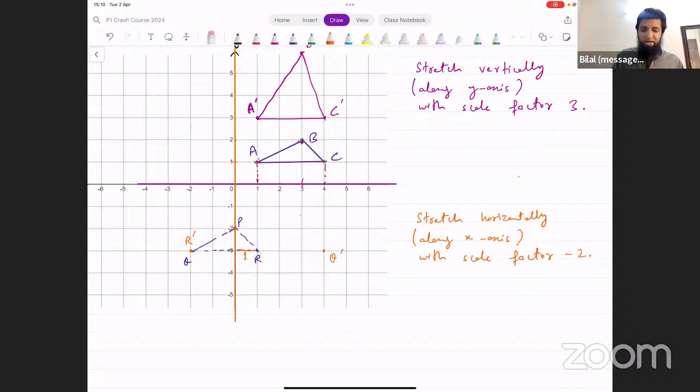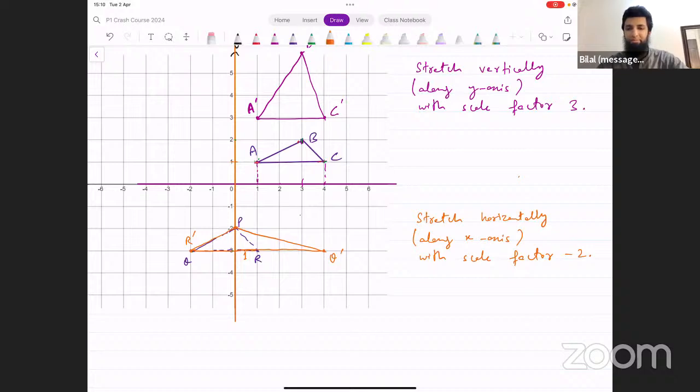And what does your stretched triangle look like now? It's going to look something like this. This is going to be the stretched triangle with a scale factor of -2. Okay, that's the scale factor of -2. Does that make sense to everyone? What happens with this when a scale factor is negative? The diagram goes on the other side of the axis.